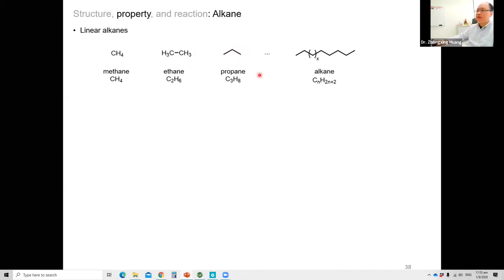You have to be familiar with these kinds of drawings. And the general formula of a linear alkane with N carbon atoms is 2N plus 2 hydrogen atoms. It's easy to understand because each carbon inside the chain has two hydrogens, right? And at the ends you have one extra hydrogen each to finish the chain, so you have 2N plus 2 in total.